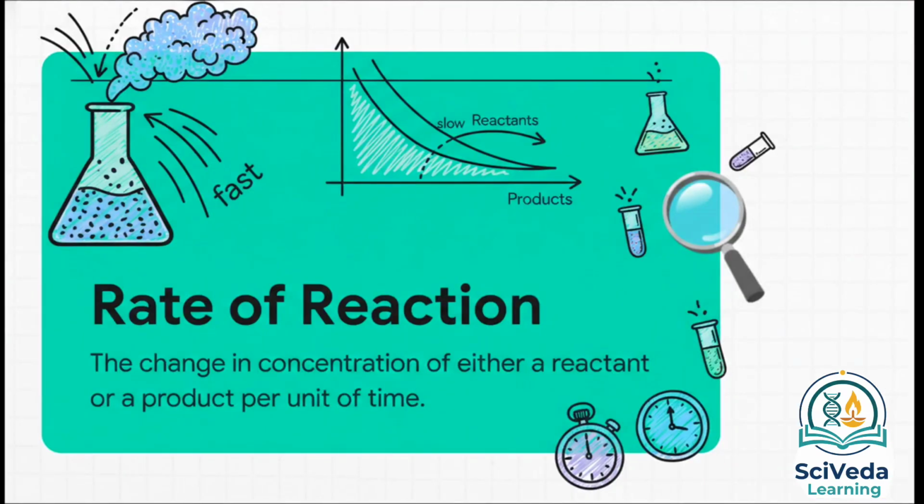We just measure how much the amount of a substance, its concentration, changes over a certain amount of time. Are the starting materials, the reactants, disappearing really quickly? Are the things we're making, the products, showing up slowly? That's what we're measuring, the change in concentration over time.